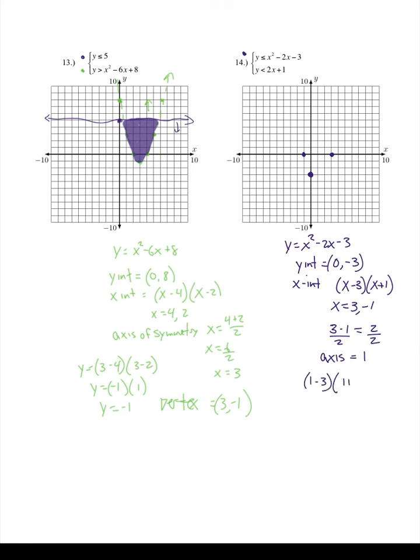Plug 1 into our factored form. 1 minus 3 is negative 2. 1 plus 1 is 2, so our y value is negative 4. 1, negative 4 is our vertex. We can go over 1, up 1, over 3, up 9. Draw in our graph. It is a solid line. We're shading below.